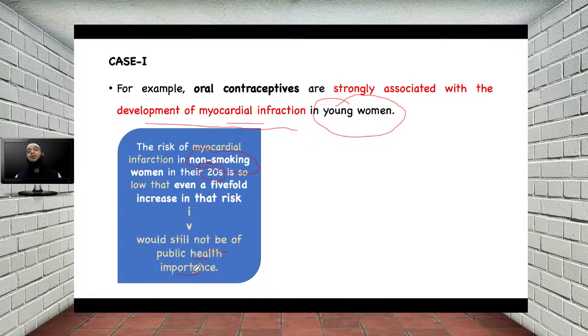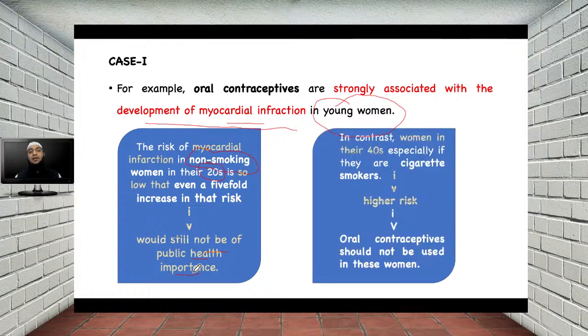Now let's try to understand what excess risk could be. We'll take the second case, in contrast to this: women aged 40. Here you did the study in women in their 20s; now you are doing the study with women aged 40 who are cigarette smokers. So the age is advanced and they are all cigarette smokers. When you did the study in this population, it was observed that there is a very high risk, and due to this high risk, it is called excess risk.